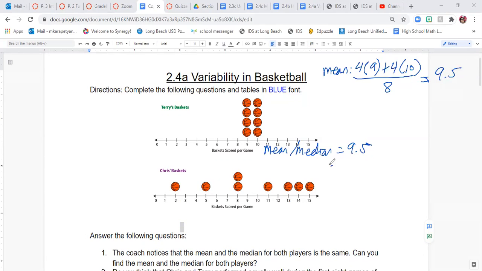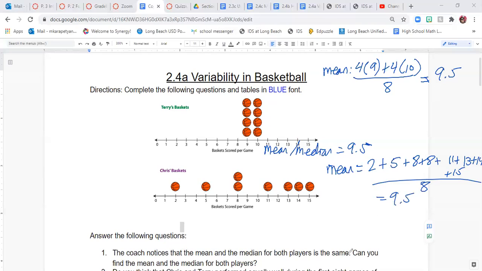For this one, it's a little bit more varied because Chris has more differences in his scores. So over here, we'll have a 2 plus a 5 plus 2 8s plus 11 plus 13 plus 14 plus 15, divided by 8. Either way, that comes out to 9.5. Thank you, Sarai. Sarai said that adds up to 76 over 8, which is 9.5. So the mean is just the average.